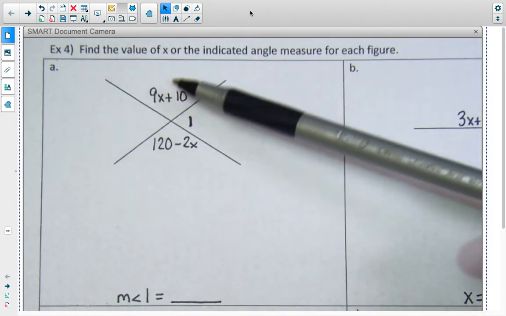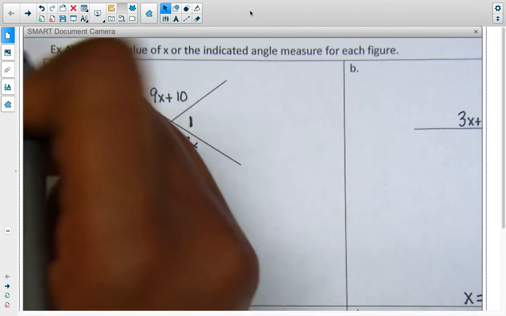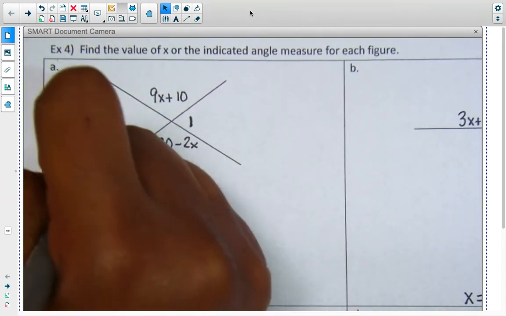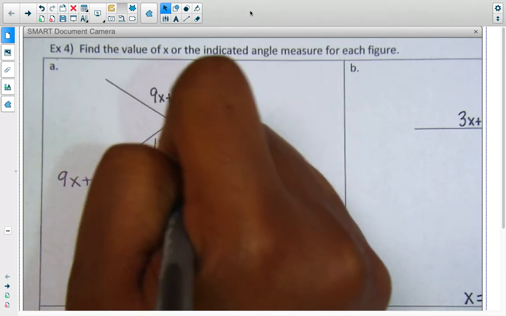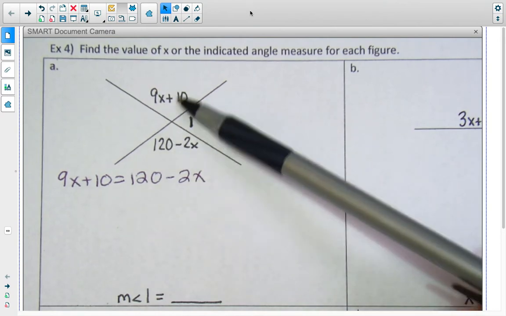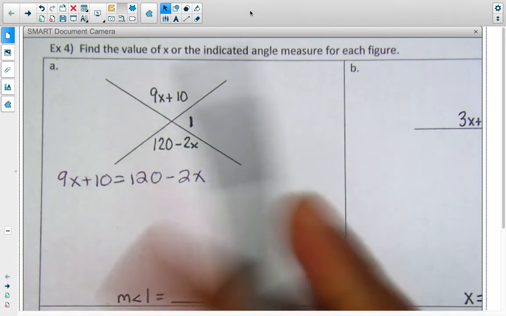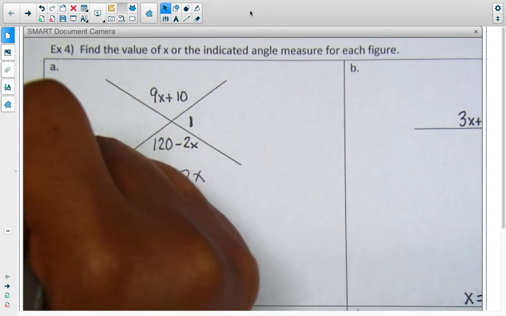So let's go ahead and set these equal to each other because vertical angles are congruent. So 9x plus 10 is equal to 120 minus 2x. So vertical angles, and we're going to set these equal to each other. So now we go through and we solve our equations. So add 2x to both sides.